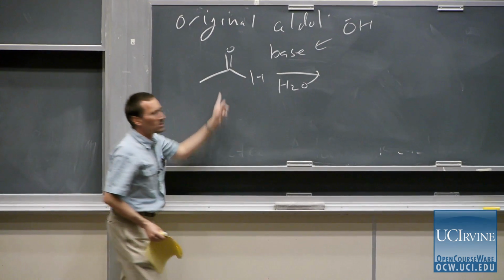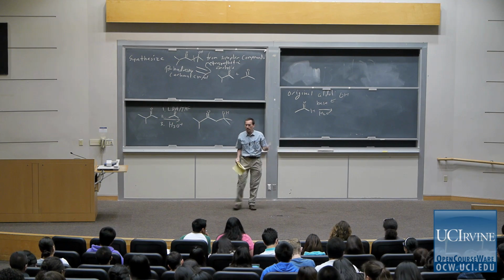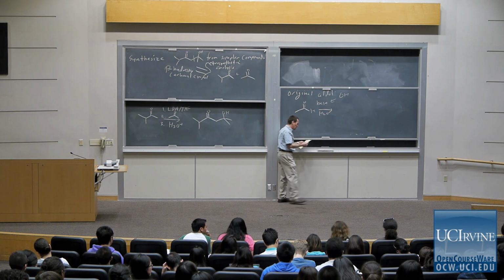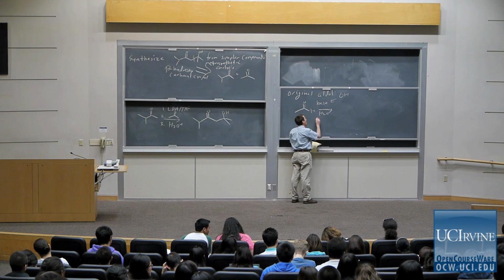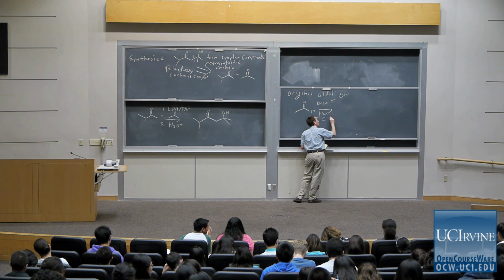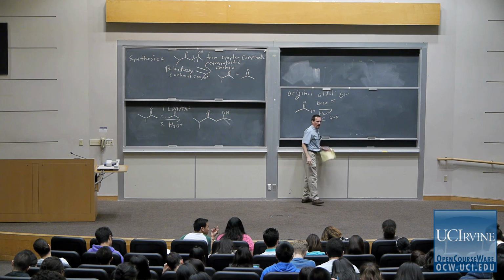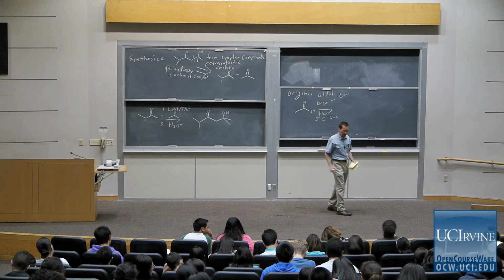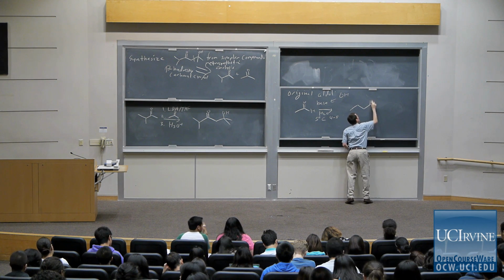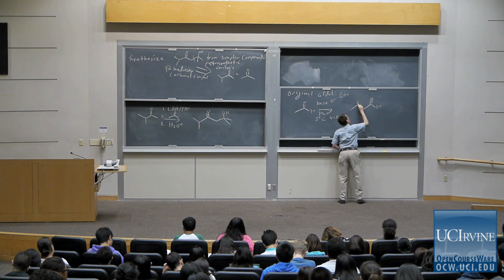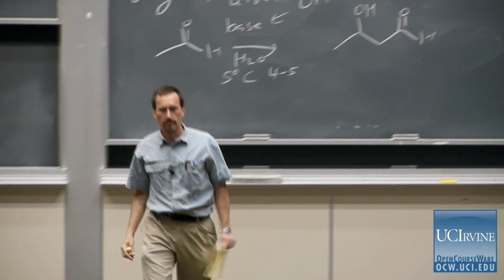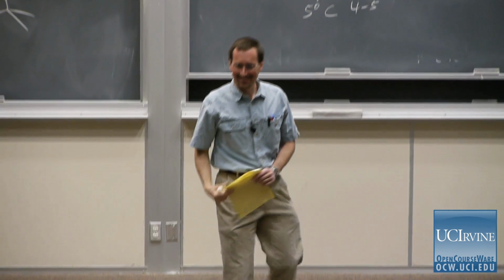Acetaldehyde is a small molecule. Water dissolves small organic molecules, right? It's got 1 oxygen atom for 2 carbon atoms. And it was done at a cold temperature, at 5 degrees Celsius, for 4 to 5 hours. And the product of this reaction, in about 50% yield, was the aldol product of bringing together 2 molecules of acetaldehyde. Wow.